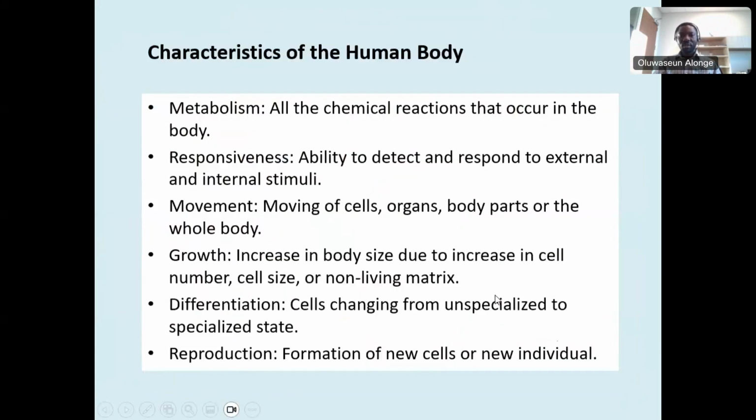All right. Characteristics that you see in the human body: you have metabolism, responsiveness, movement, growth, differentiation, and reproduction. Now, differentiation is the same thing as specialization. Differentiation simply means when the cell decides to grow better by specializing. So when somebody is a nurse and decides to specialize in family medicine or gerontology, that is specialization. The same thing, cells decide to go from their regular stem cells to become specialized cells. That is differentiation.